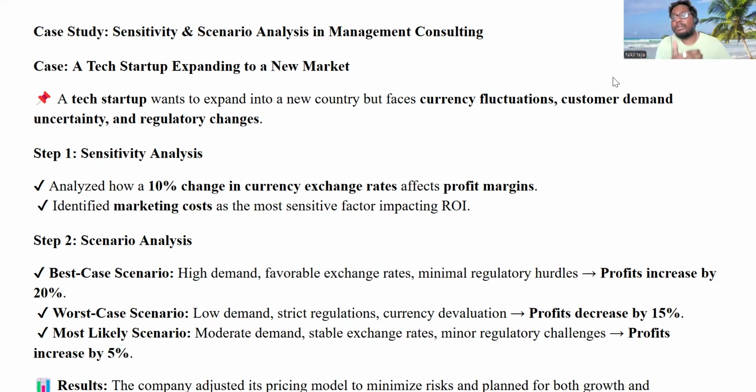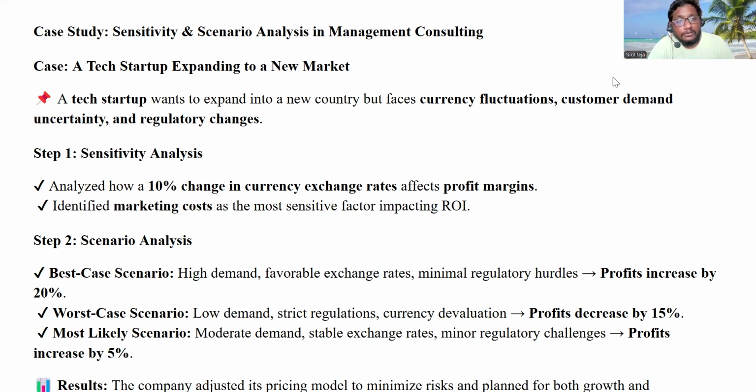So even though Nikil Solutions wants to enter the new market and expand its business, it is facing problems like currency fluctuations, customer demand uncertainty, and regulatory changes. In order to tackle these problems, we will be using sensitivity and scenario analysis so that we can predict the future outcomes, right?